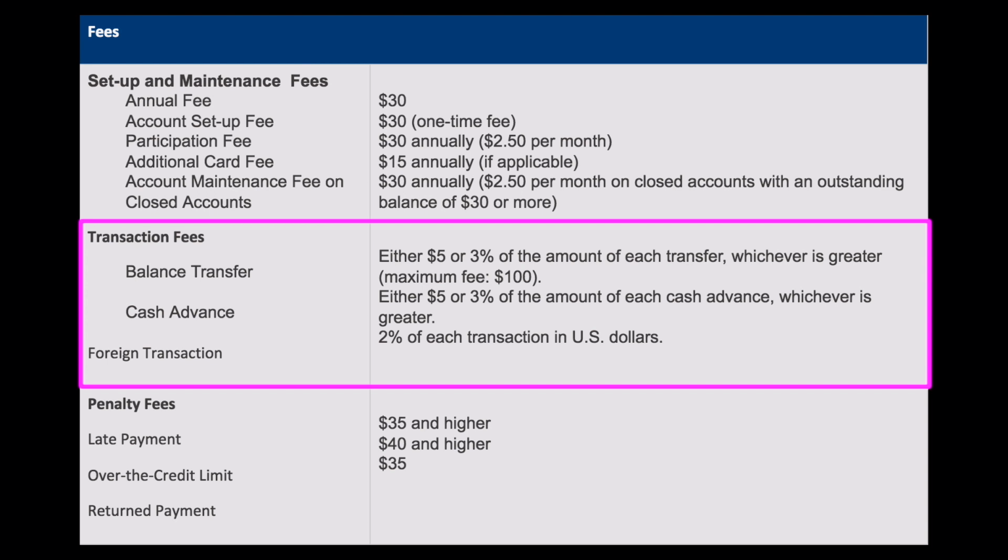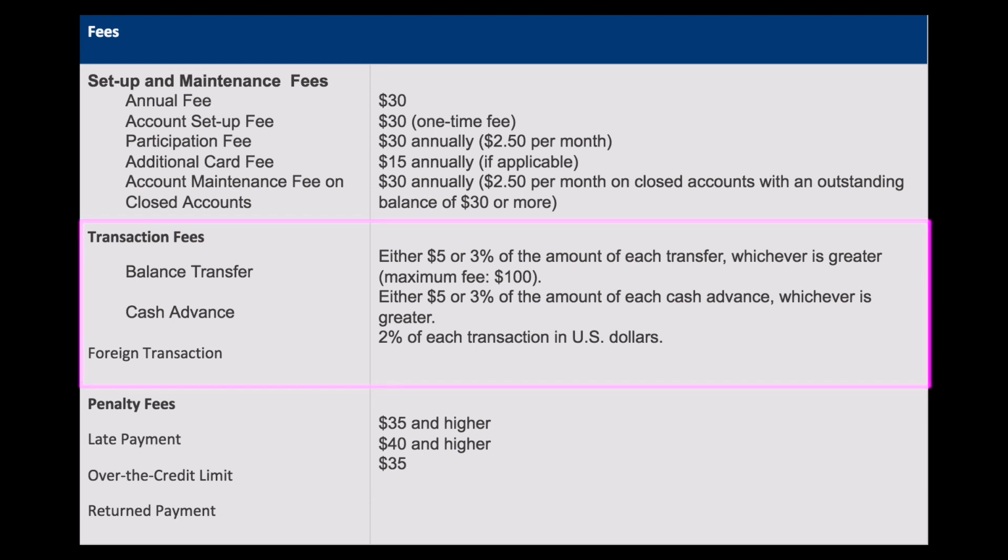You also may encounter foreign transaction fees. These are charged when you use your credit card in another country. It is usually 2% per transaction. Some credit cards do not charge foreign transaction fees. If you will be traveling, shop around to find a credit card that does not charge foreign transaction fees.